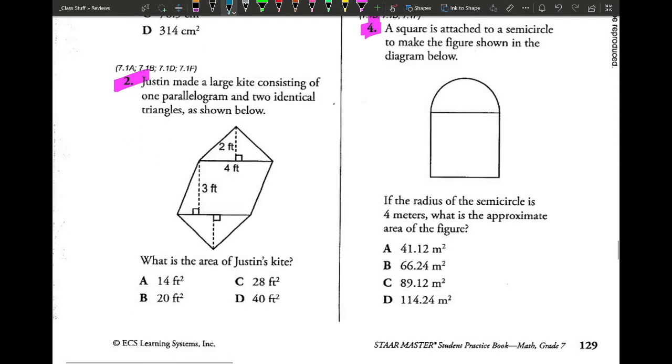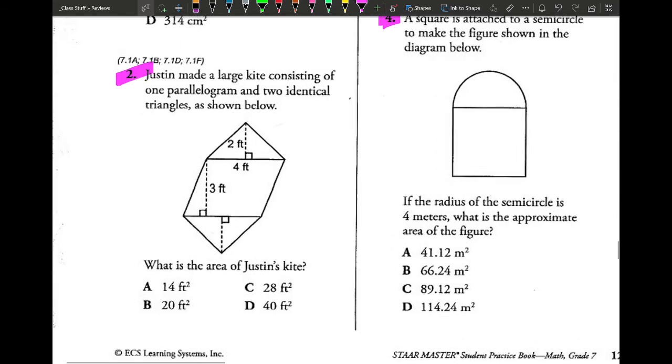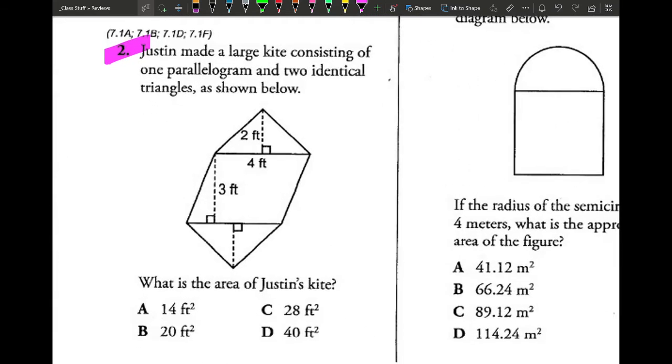Let's look at number 2. Number 2 says Justin made, this is very similar to the last one that we just did, number 4 on page 1. Justin made a large kite consisting of 1 parallelogram and 2 identical triangles. So we have 1 parallelogram and 2 identical triangles. What does "and" mean? To add, right? That's another keyword right there.